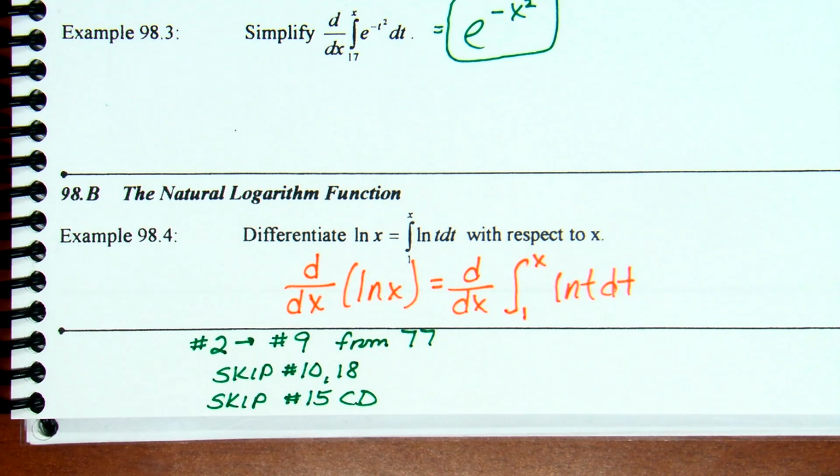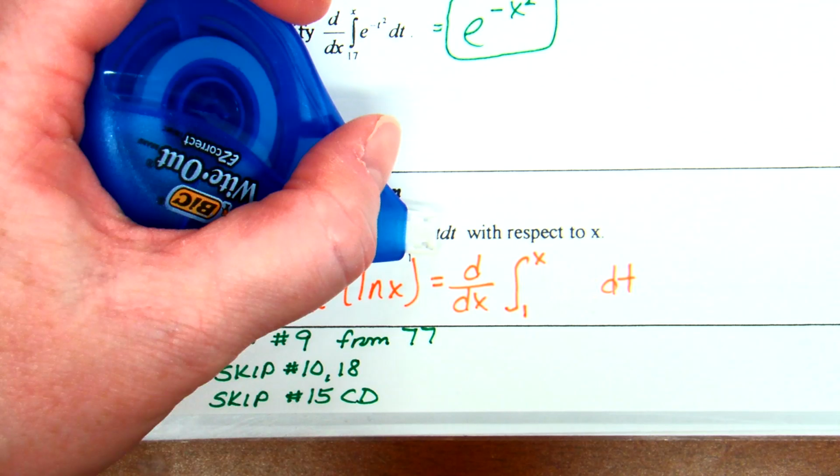I have a couple of changes in the homework. 2 is going to become 9 from 77. And then we are skipping 10 and 18 altogether. And then on 15, skip 15C and D. So you're still doing 15A and B.